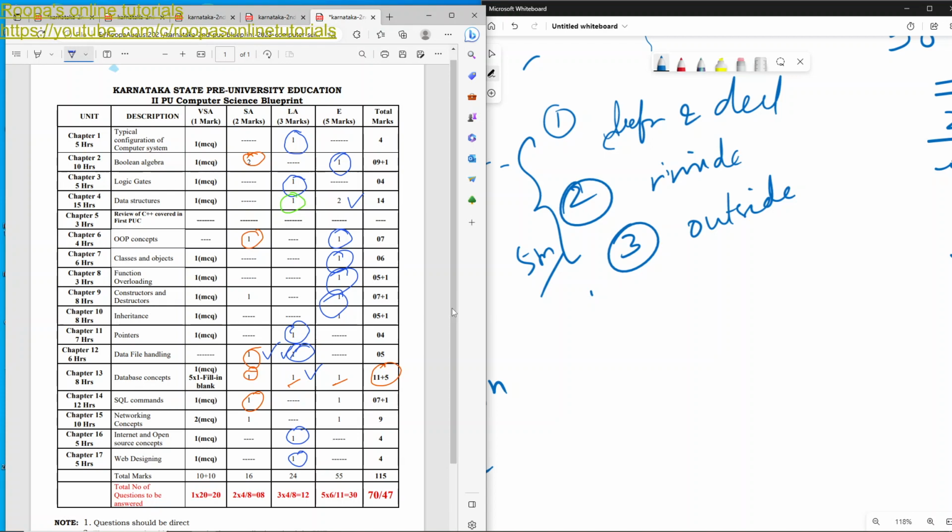And then you have inheritance. Now this is very easy. Please go through this chapter, inheritance. Okay.